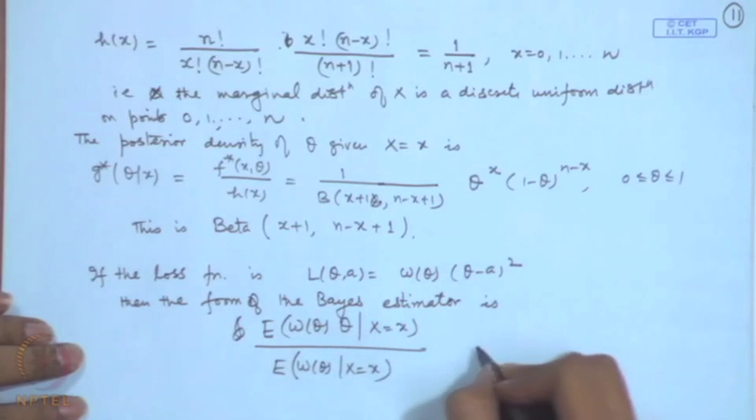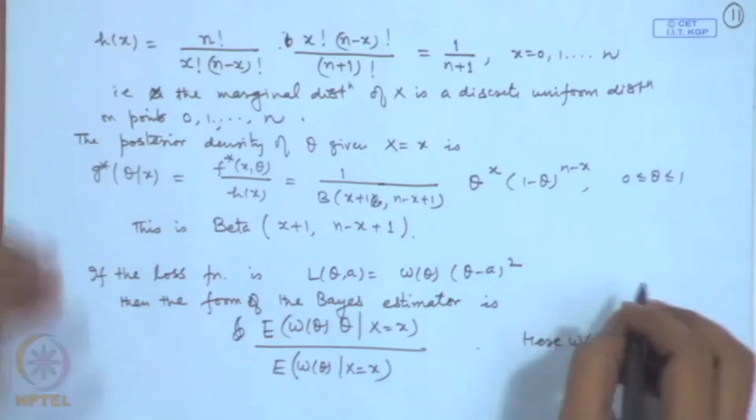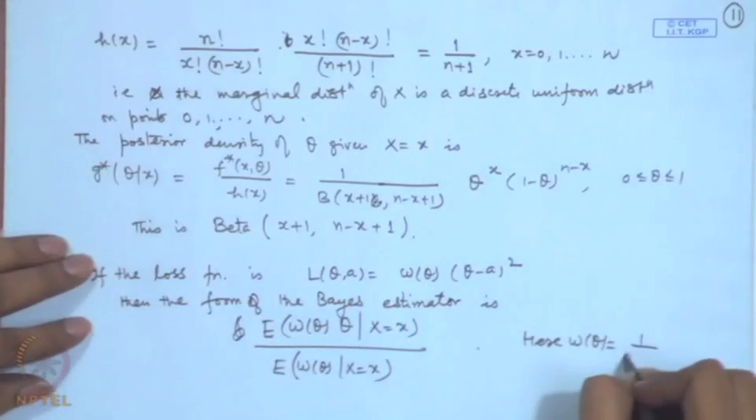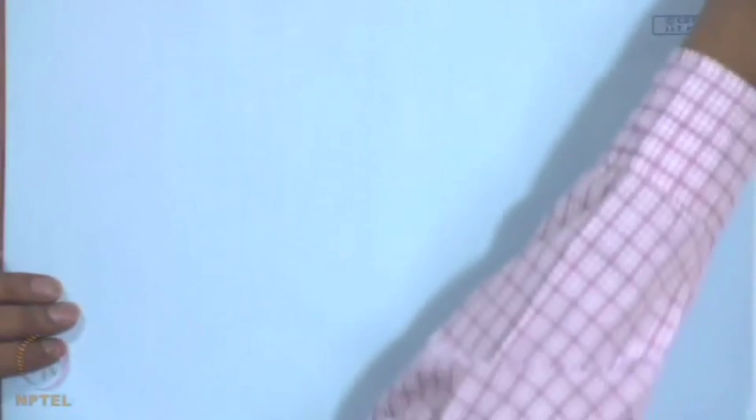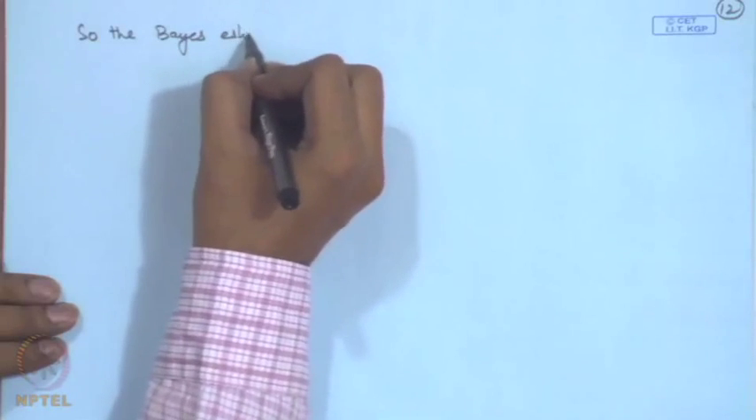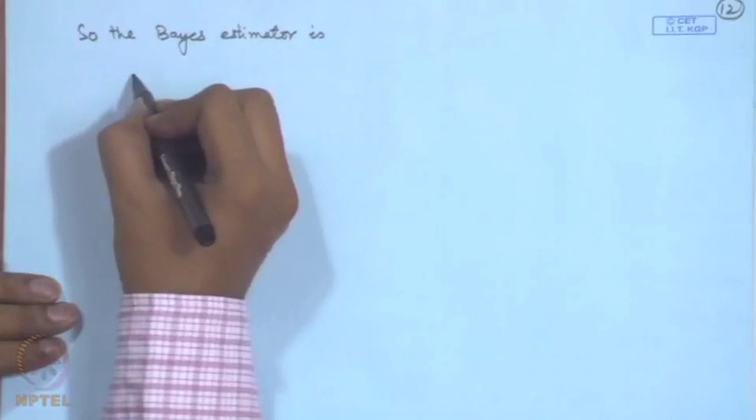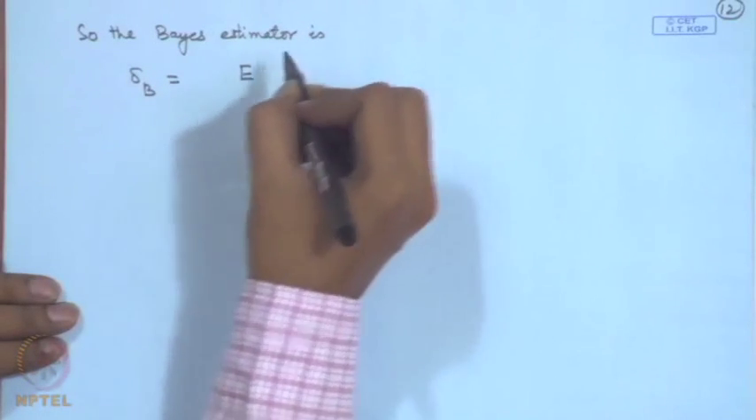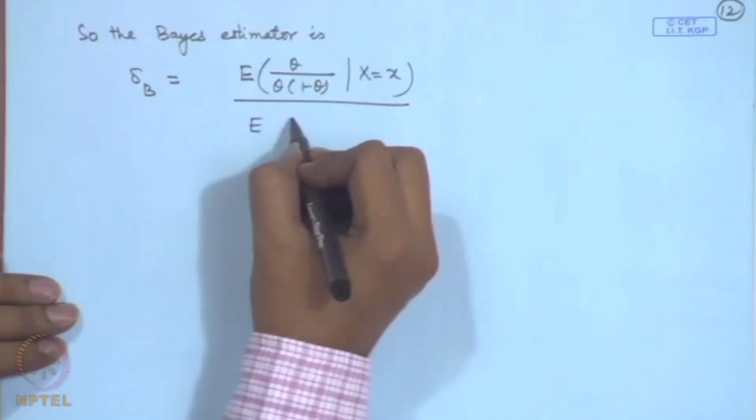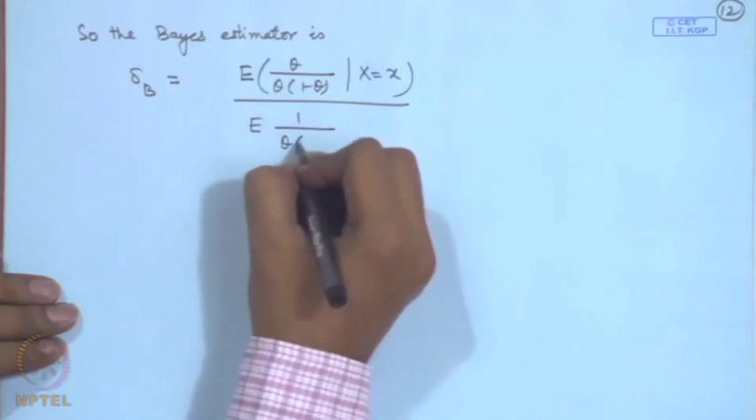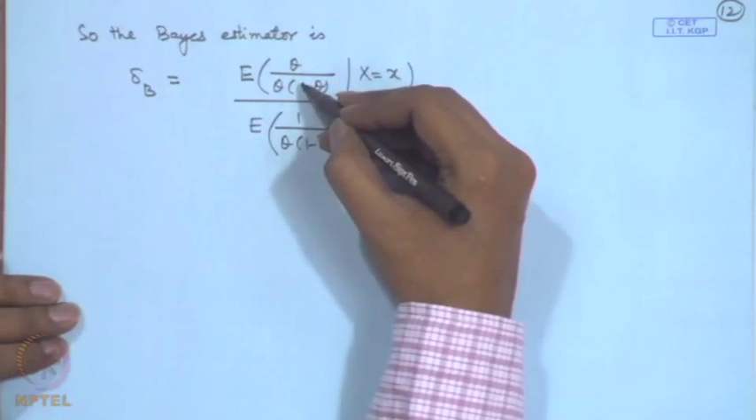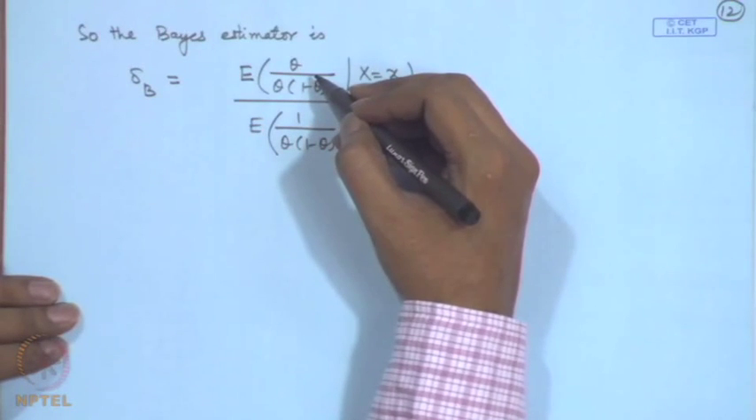Now, in this particular case w theta is 1 by theta into 1 minus theta. So, if we calculate now, the Bayes estimator, let me call it delta b, is equal to expectation of theta divided by theta into 1 minus theta given x, divided by expectation of 1 by theta into 1 minus theta given x. That is expectation of 1 by 1 minus theta. Now, these quantities we can evaluate.